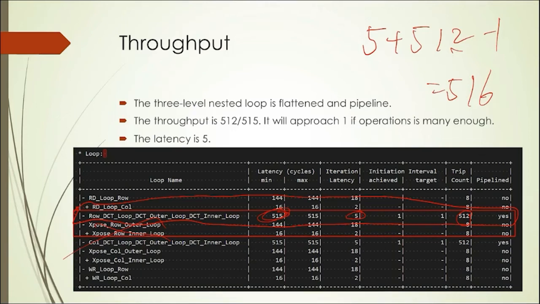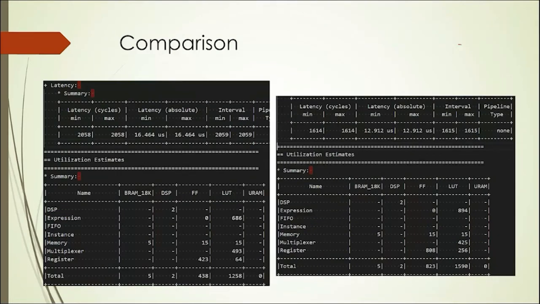Okay, so maybe I can move on. Here's a comparison with the previous design. You can see the previous design takes 2059 cycles to complete all the tasks, but now it only takes 1615 cycles to complete. However, you can see the utilization here.